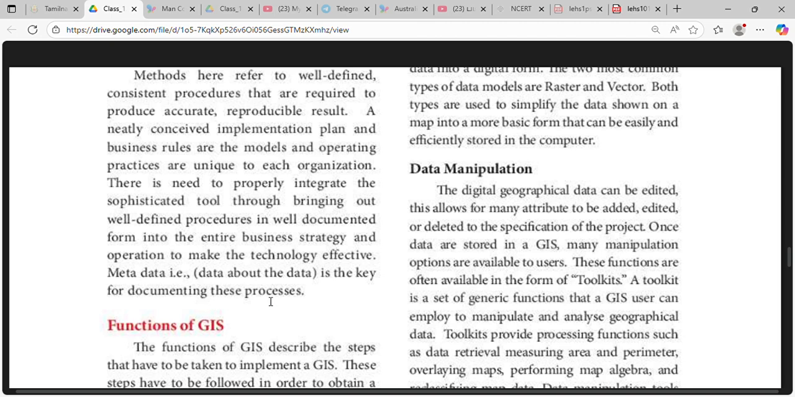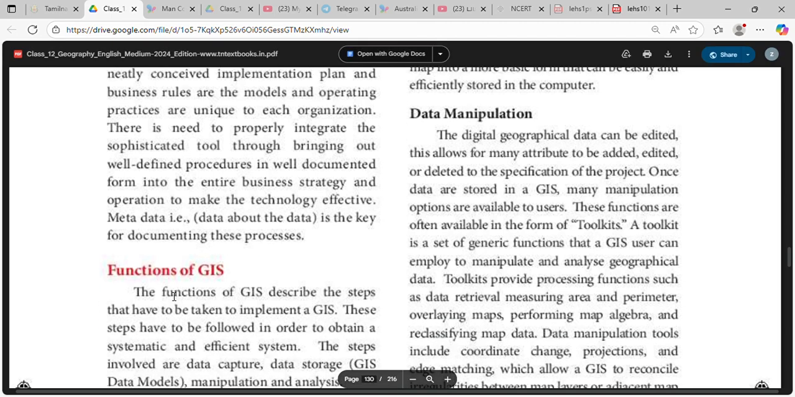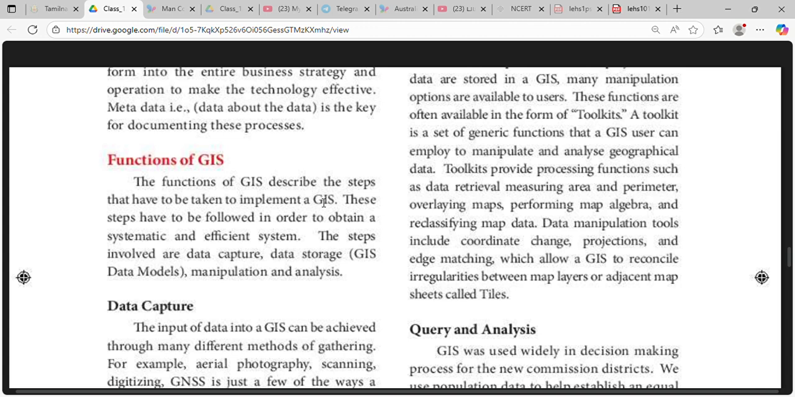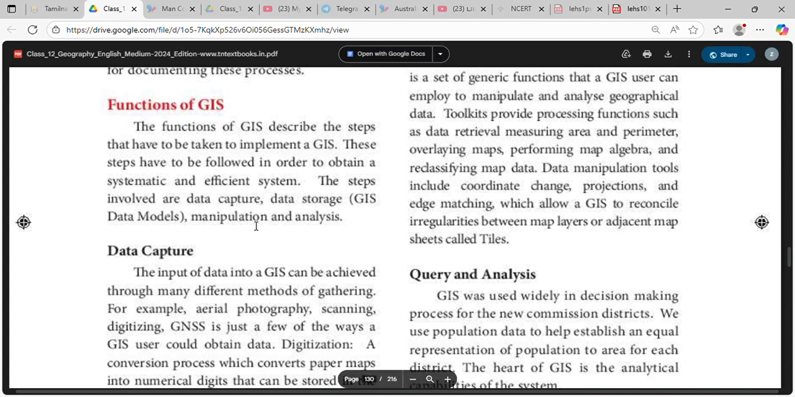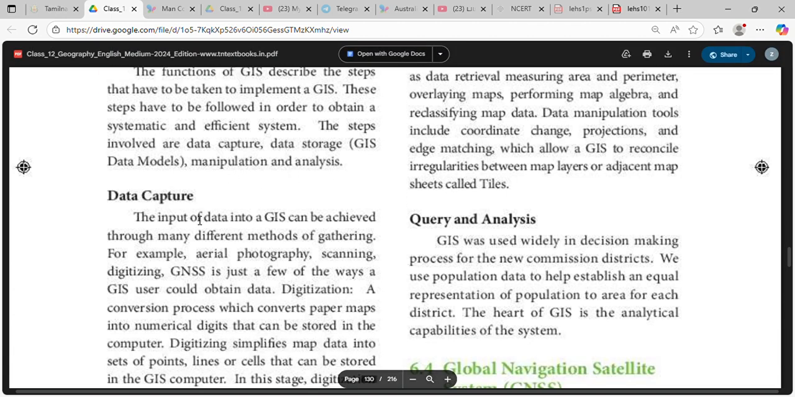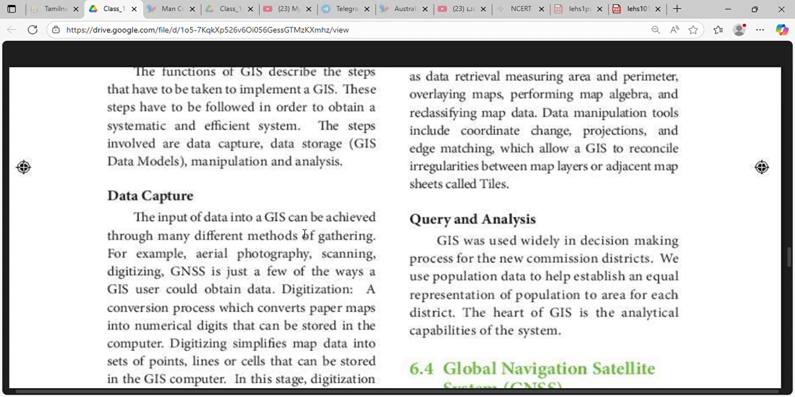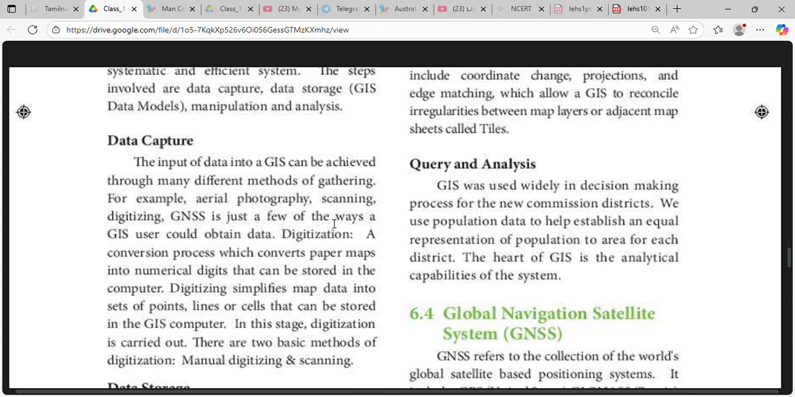Metadata, data about the data, is the key for documenting these processes. Functions of GIS describe the steps to implement a GIS. The steps involved are data capture, data storage, manipulation and analysis. The input of data into a GIS can be achieved through many different methods of gathering. For example, aerial photography, scanning, digitizing, GNSS are just a few ways.